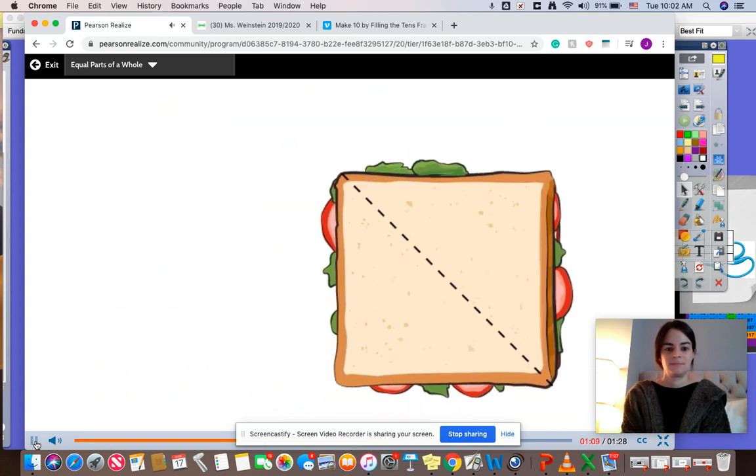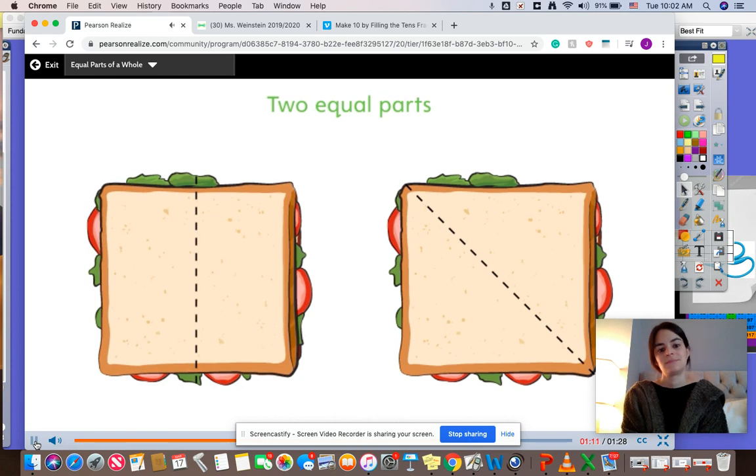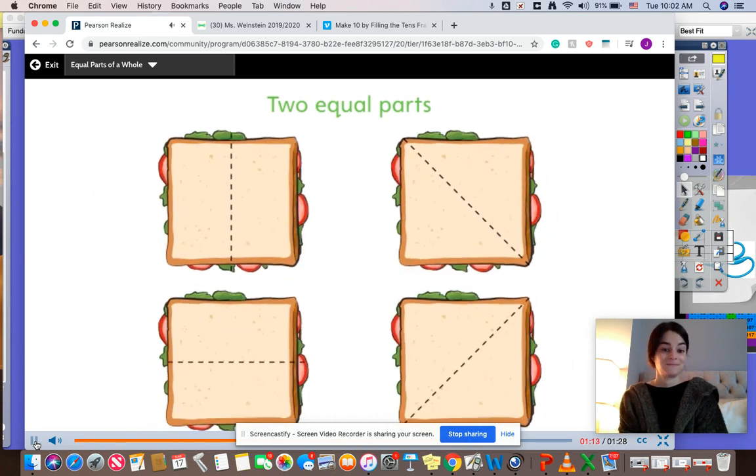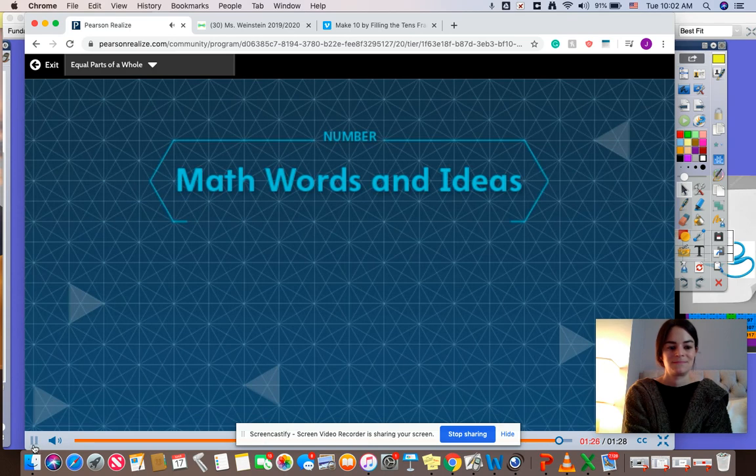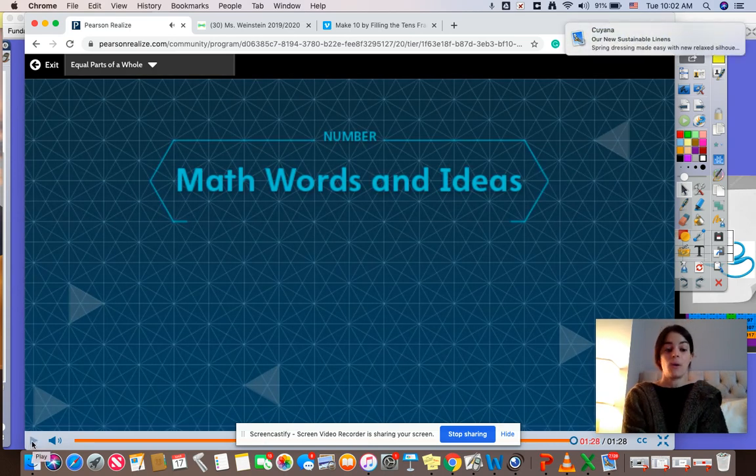There are many ways to divide things into equal parts. Here are 2 other ways I could divide the sandwich into 2 equal parts. Now, when I share 1/2 of the sandwich with my friend, we will both get the same amount. So when I'm talking about fractions, I'm talking about equal parts.